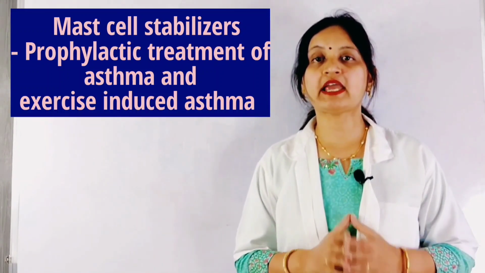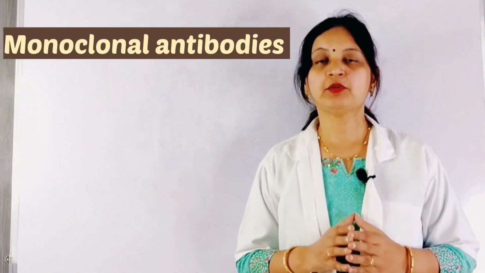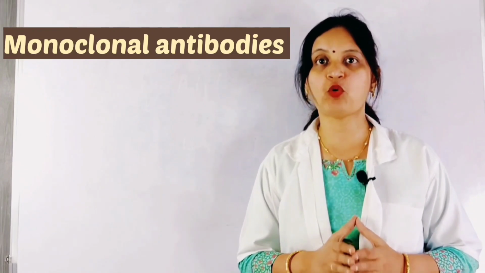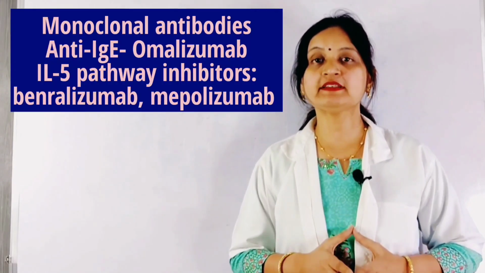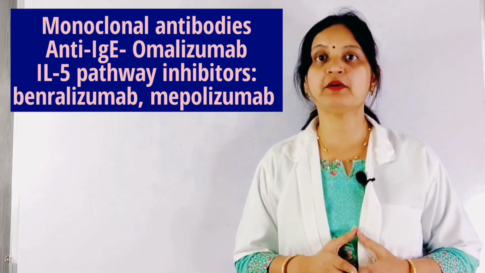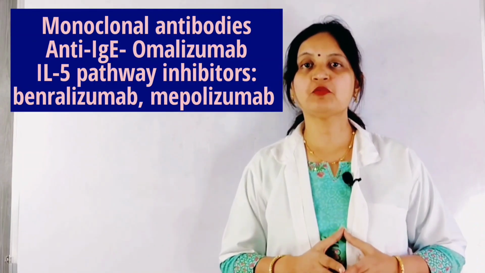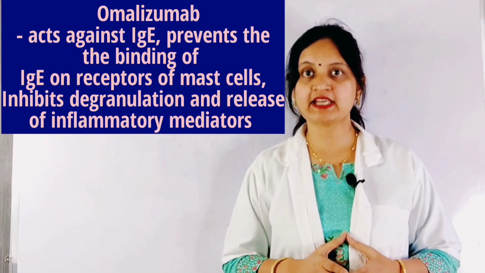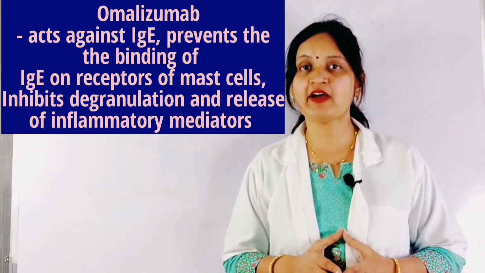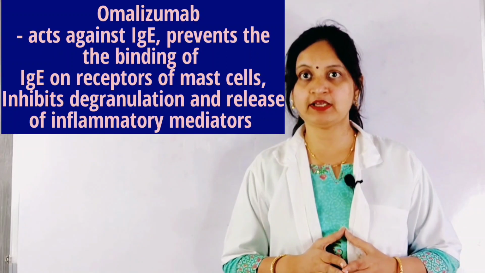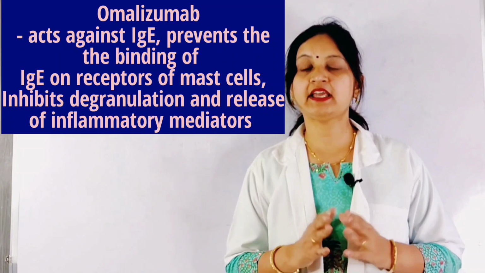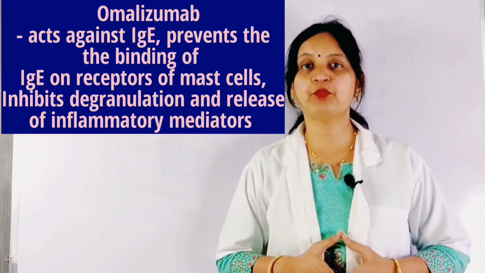The next class of drug is monoclonal antibodies. The monoclonal antibodies include anti-IgE antibodies such as omalizumab and antibodies directed against interleukin-5 such as benralizumab and mepolizumab. Omalizumab is a monoclonal antibody that is directed against IgE antibody and prevents the binding of IgE to the IgE receptors and the release of inflammatory mediators from the mast cells, and checks inflammation and treats bronchial asthma.